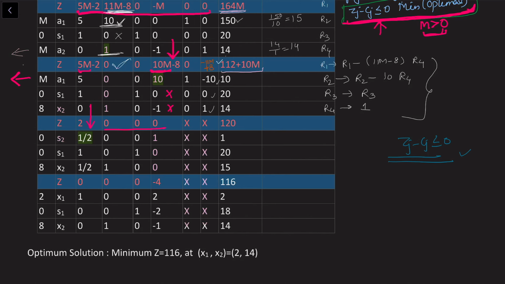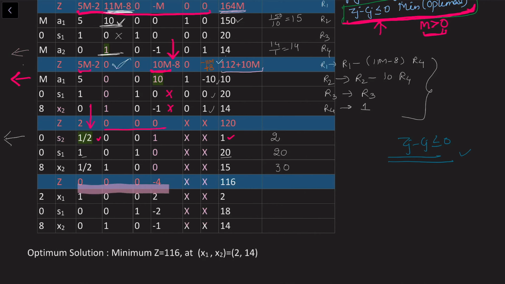So enter this one, and by the minimum ratio rule, this is 1 upon 1 by 2, so the ratio is 2. The other is 20 by 1, so this is 20, and 15 upon 1 by 2, so this is 30. So the minimum ratio corresponds to S2, and hence this becomes the pivot element, and we get the next table as this one.